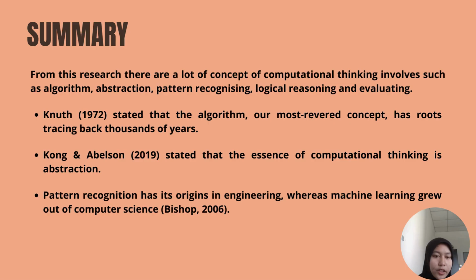For the summary of this research, there are a lot of concepts of computational thinking involved, such as algorithm, abstraction, pattern recognition, logical reasoning, and evaluating. Knuth, 1972, stated that algorithm, our most revered concept, has roots tracing back thousands of years. Meanwhile, Kong and Emerson, 2019, stated that the essence of computational thinking is abstraction. Meanwhile, Bishop, 2006, stated that pattern recognition has its own origins in engineering, whereas machine learning grew out of computer science.